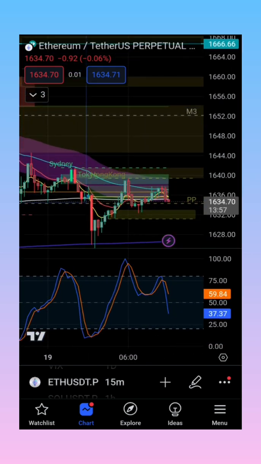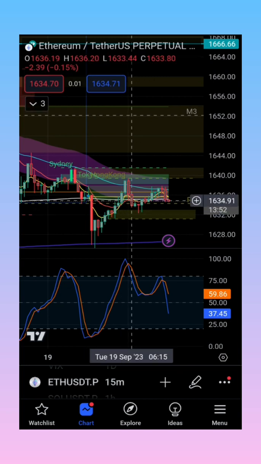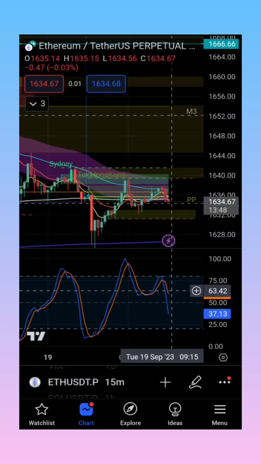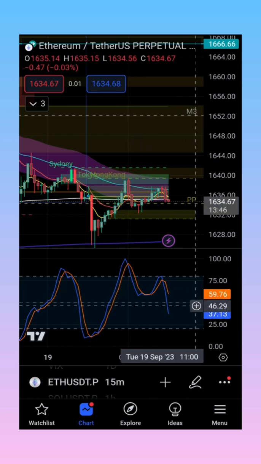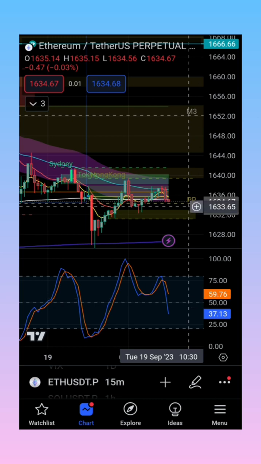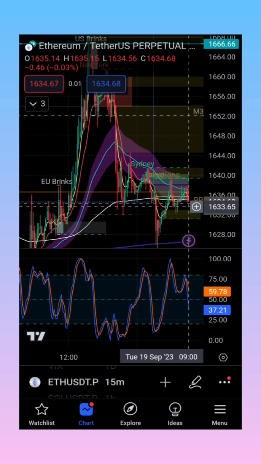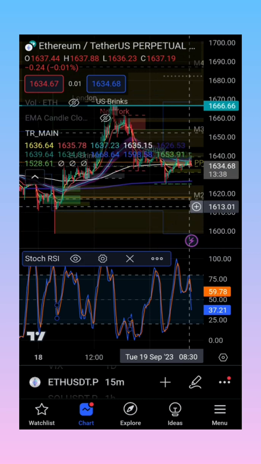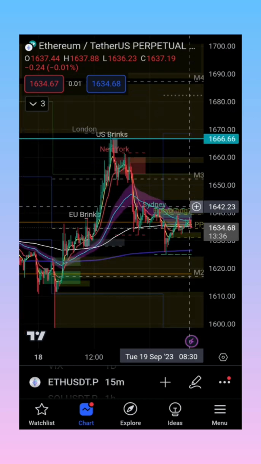On the 15-minute time frame over here now, we're also having another double top, but at the same time we're forming higher lows, and stochastic is forming lower lows. That's hidden bullish divergence. So I would expect another pump on Ethereum. Might not be as big, but I'm expecting a move up short term for now.